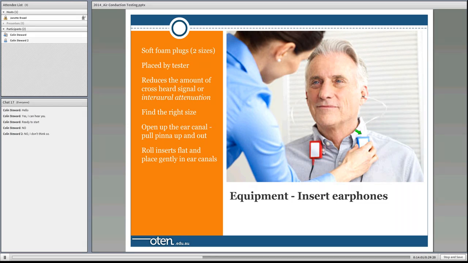We open up the ear canal to put them in. We pull the pinna up and out, and we roll the inserts flat and place them gently in the ear canal. And then you clip these little things here onto their shirt or collar somewhere, and that just holds them in place. And you can see we've got a red one and a blue one, so red for the right ear, blue for the left, same as with headphones.